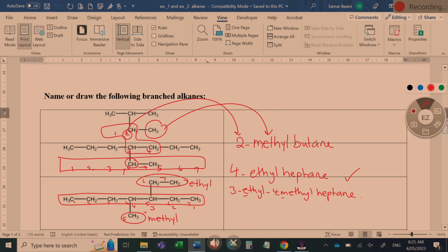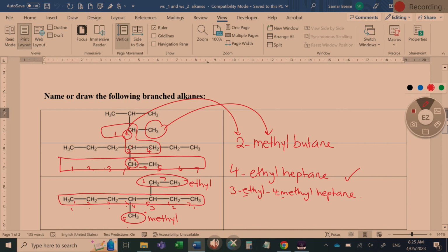I started counting from the right because this is the first side chain that I see. If I count from here, 1, 2, 3, 4, the first one that I see is at position 4. But if I count from here, it's 1, 2, 3. The first side chain that I see is 3. You always need to be quickest to the first side chain that you see. Or the first branch.